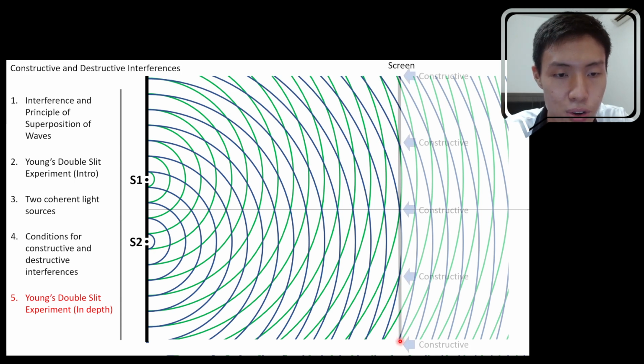So you can see these points here are constructive interference, where you can see peak meets peak. Okay, so these are constructive interference.